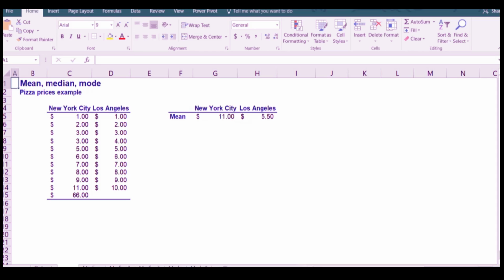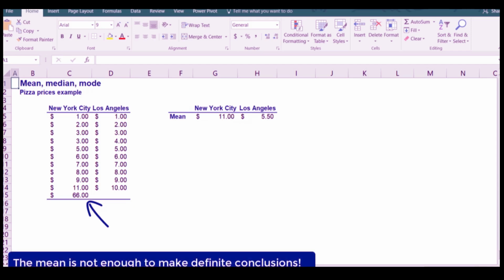Correct. The problem is that in our sample, we have included one posh place in New York where they charge $66 for pizza, and this doubled the mean. What we should take away from this example is that the mean is not enough to make definite conclusions. So, how can we protect ourselves from this issue?